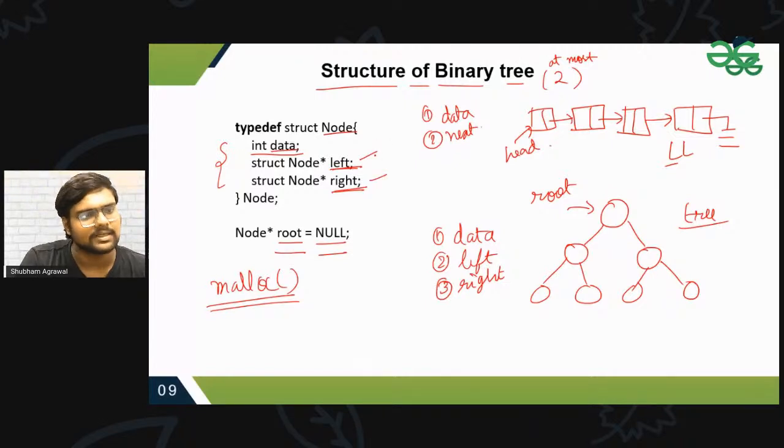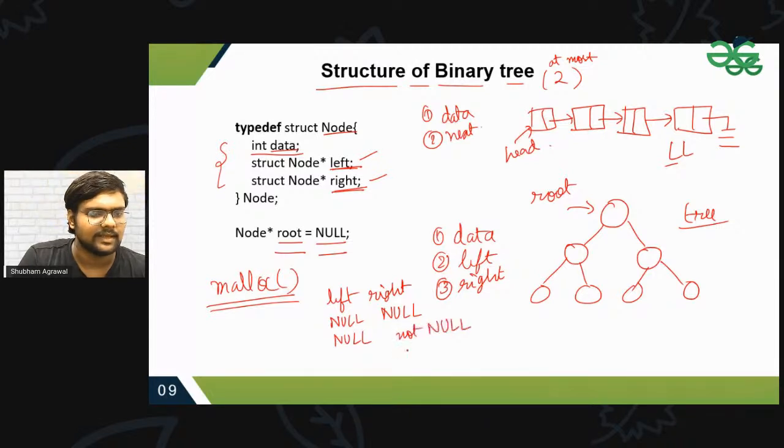So there will be four cases. Left and right, there will be four cases. Left can be null, right can be null. Left can be null and right is not null. Then left can be not null and right is null, and both can be not null.